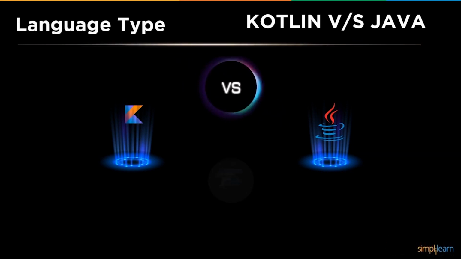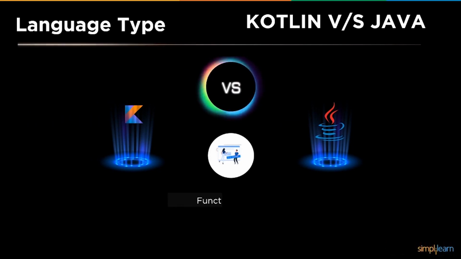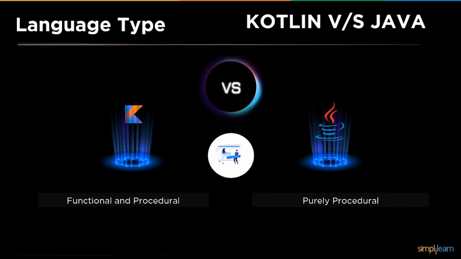Later, we have the language type. Kotlin is a mix of procedural and functional programming language, which consists of many useful features such as lambda, operator overloading, higher-order functions, and lazy evaluation, etc. While on the other hand, Java did not have functional programming support until Java 8, but while developing Android applications, it supports only a subset of Java 8 features.